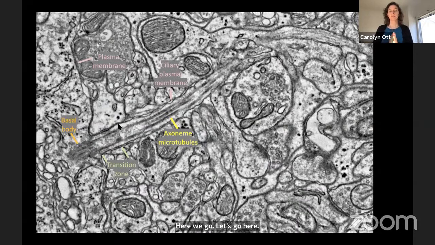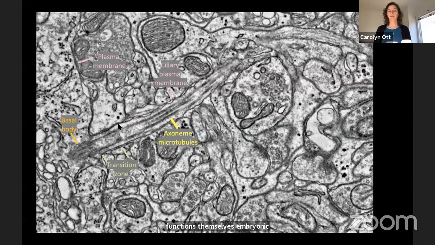So the plasma membrane is continuous, but there's a region at the base called the transition zone that creates a boundary. And the transition zone is important because that's how you get the concentration of receptors and specification of the signals that the primary cilium receives. And primary cilia are performing essential functions in cells.